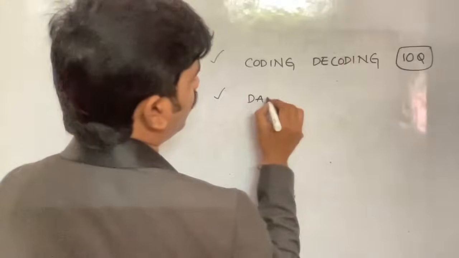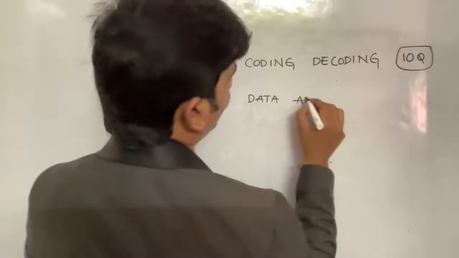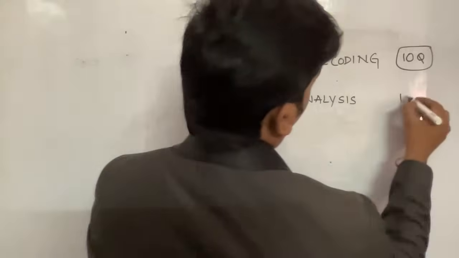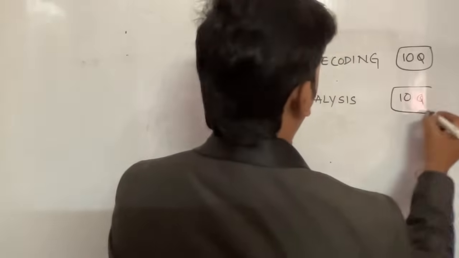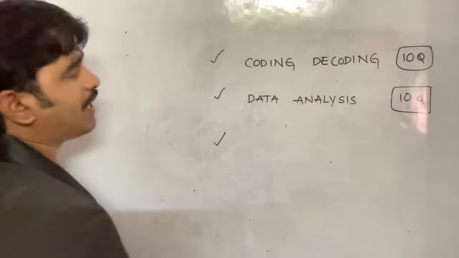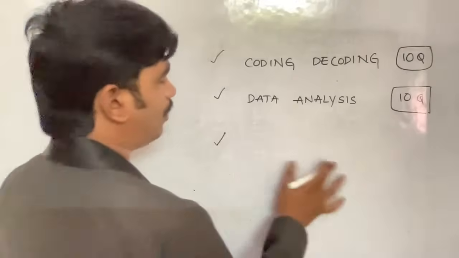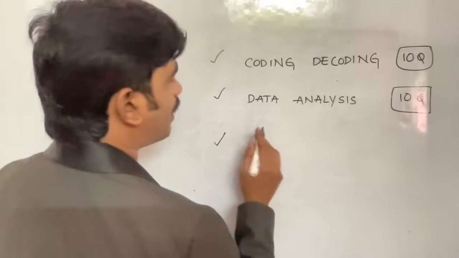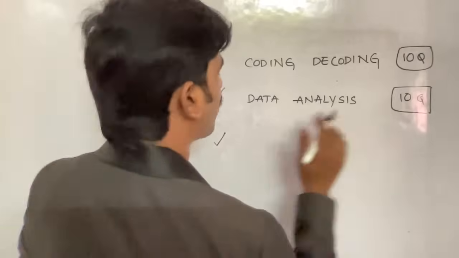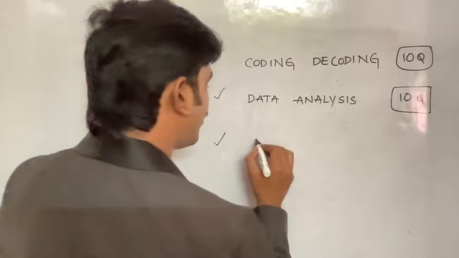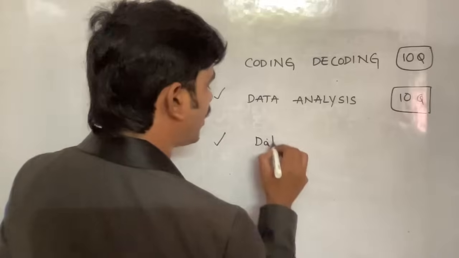And apart from that, you will be having the next module which is called data analysis. Data analysis also you will be having 10 questions. And after data analysis, there is another module. Data analysis is all about data interpretation. The other module is going to be date and time arrangement questions.